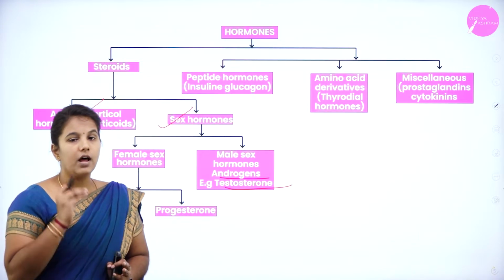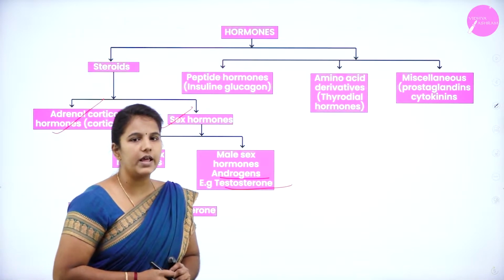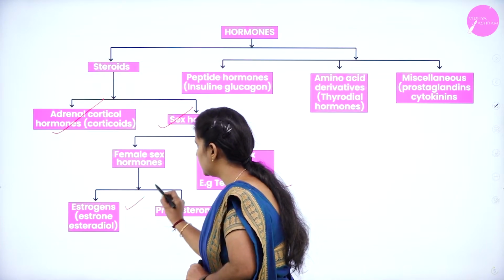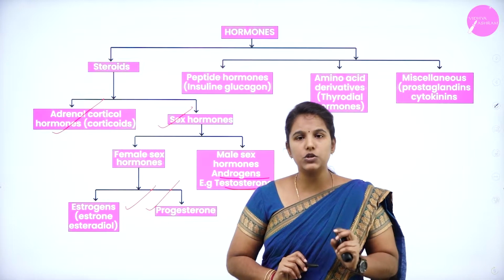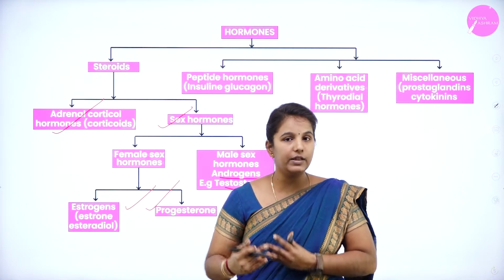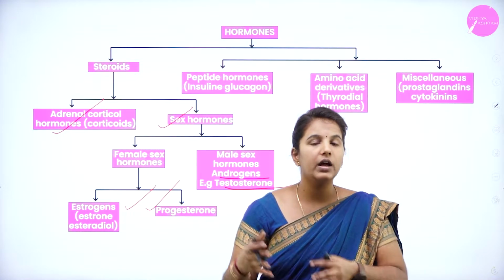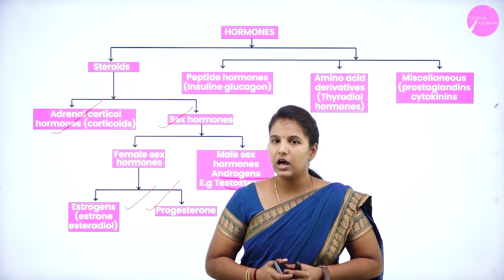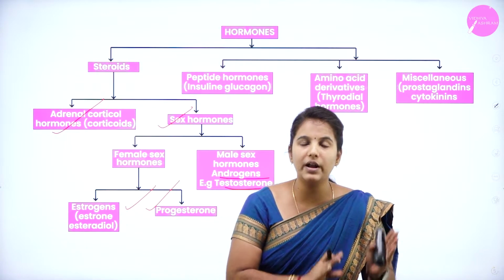When it comes to the female sex hormones, there are two types, estrogen and progesterone. Estrogen and progesterone. These two hormones, especially estrogen, prepare the secondary sexual characteristics in the female, whereas the progesterone prepares the ovary for the fertilization with the sperm. This is how we can classify the hormones into the steroid category.